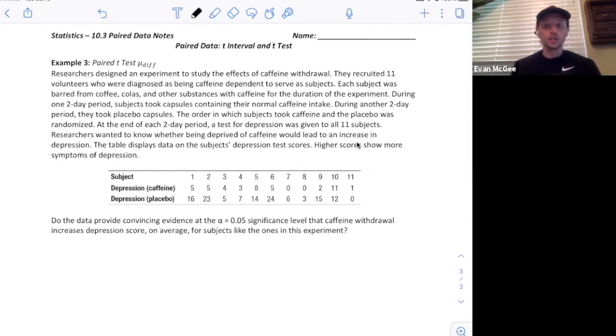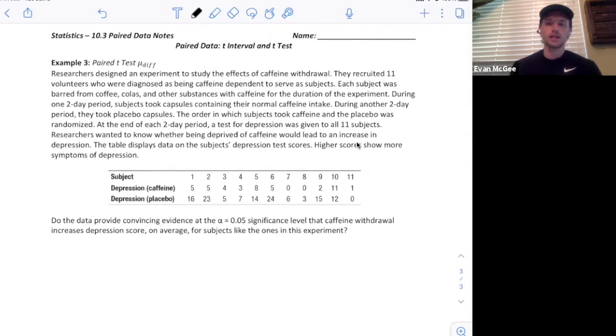During one 2-day period, subjects took capsules containing their normal caffeine intake. During another 2-day period, they took placebo capsules. The order in which subjects took caffeine and the placebo was randomized. At the end of each 2-day period, a test for depression was given to all 11 subjects. Researchers wanted to know whether being deprived of caffeine would lead to an increase in depression.